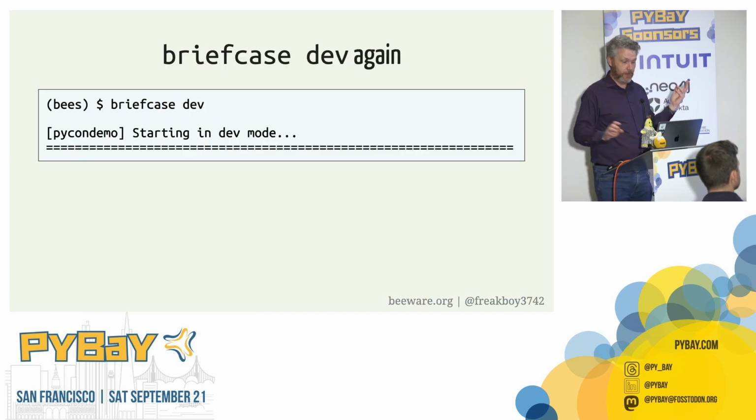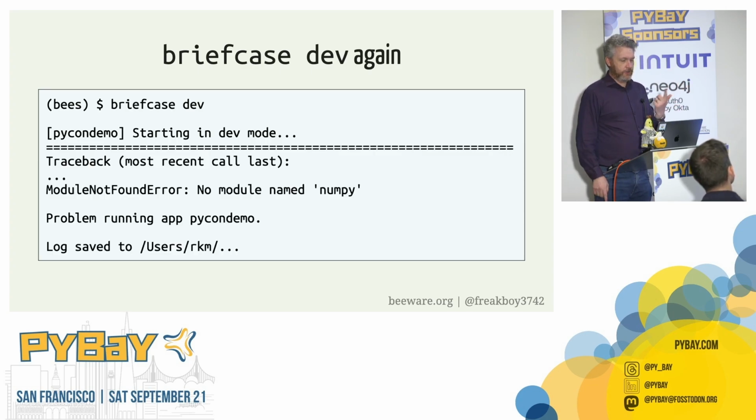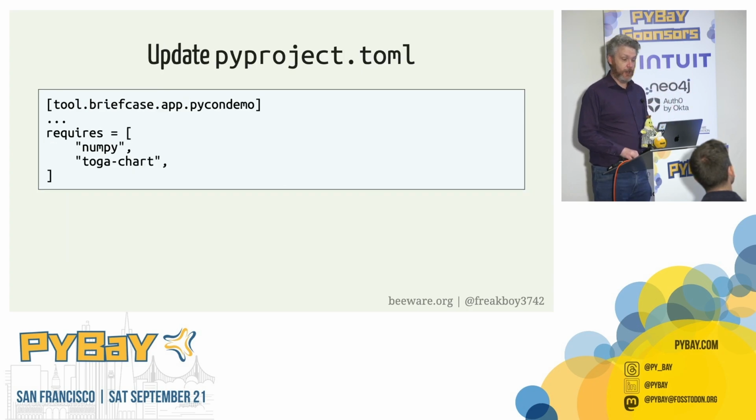So let's run it. Before we deploy to our phone, let's just check it works in developer mode on our laptop again. We run briefcase dev and it crashes because it can't find NumPy. Well, okay. We're using NumPy in our project, but we haven't actually installed NumPy. So we need to modify our project to declare our dependencies. Go back to our pyproject.toml.